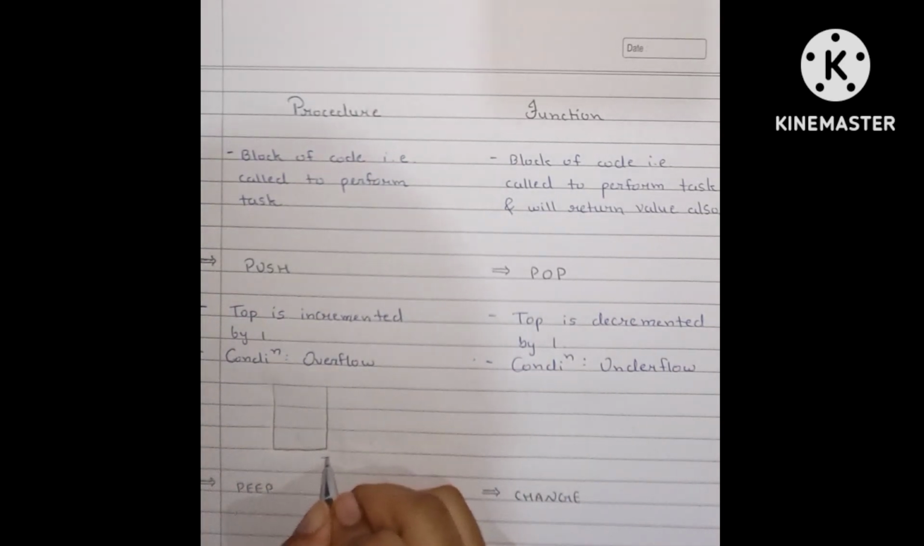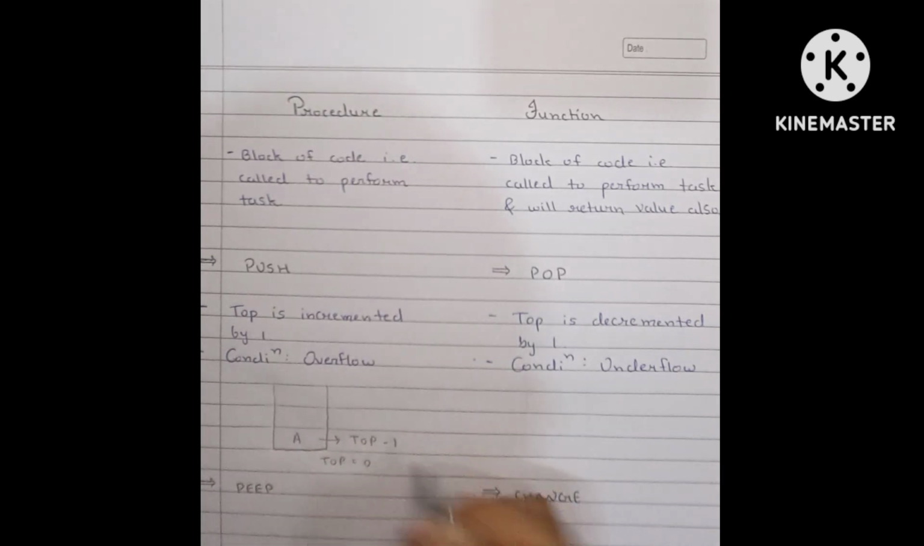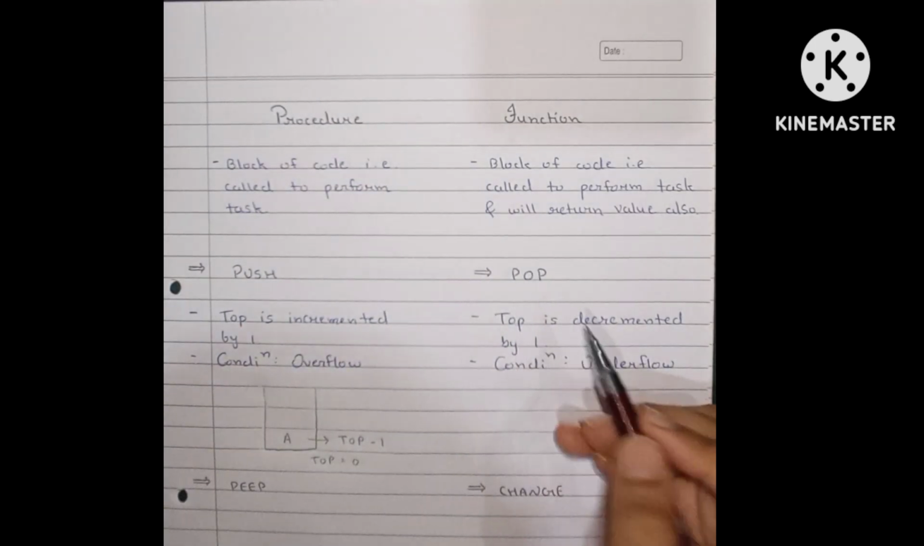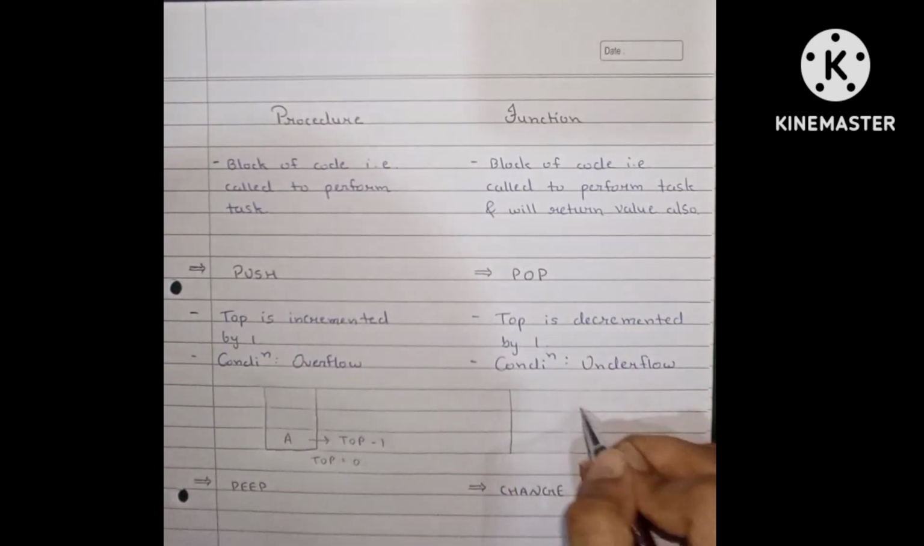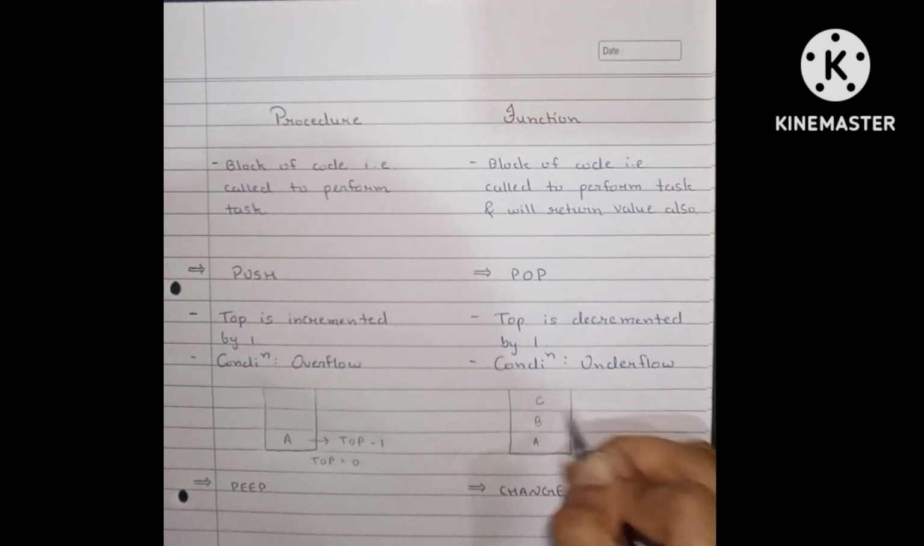Now here is the stack having top value 0, and when an element is inserted, the top value is incremented by 1. Now pop is the function which is used to remove the element from the top, where the underflow condition is used to check the status of the stack.